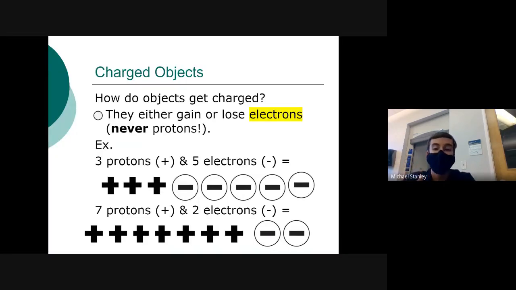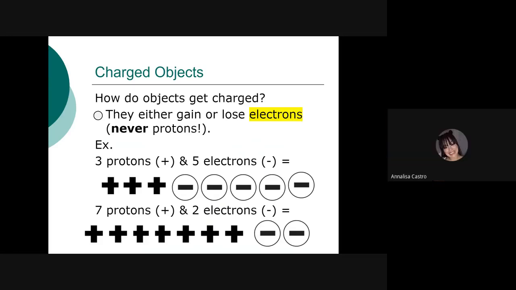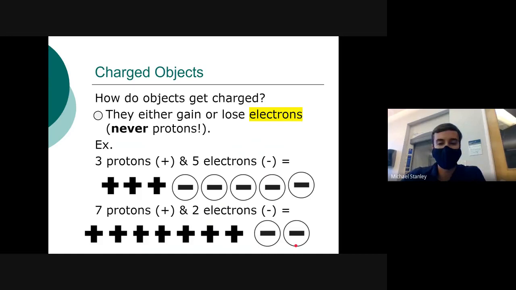All right. Any questions so far on our neutral atoms or how atoms become more positive or more negative? No, sir. All right. Cool.